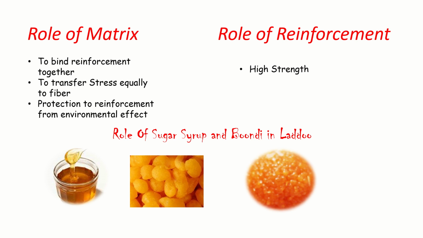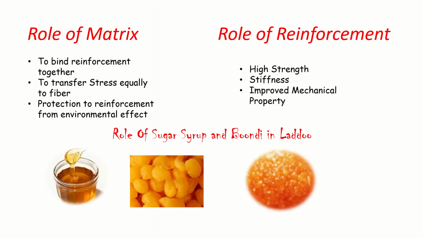And what is the role of reinforcement? It should be of high strength. When we compare sugar syrup and bundi, the sugar syrup has less strength compared to bundi, so here you can figure it out. The role of reinforcement is to have high strength, stiffness, and improved mechanical properties. Every material, you name it, should have some good mechanical property to serve common applications. So here the reinforcement plays a major role in improving the mechanical property. With the help of this laddu example, you can at least classify how the matrix plays a role in a composite and how the reinforcement plays a role.